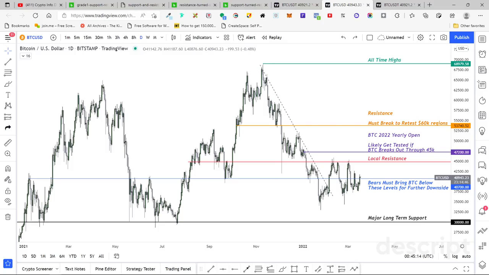For instance, applying this logic on this chart, we would see that if Bitcoin breaks down below $40,700, then we can expect further downside to lower lows. So $47,000 here, if Bitcoin goes up and then comes back down, it's probably going to keep coming down. Alternatively, if Bitcoin breaks and closes above $45,000, then we could expect it to test the yearly open resistance at 47,200.